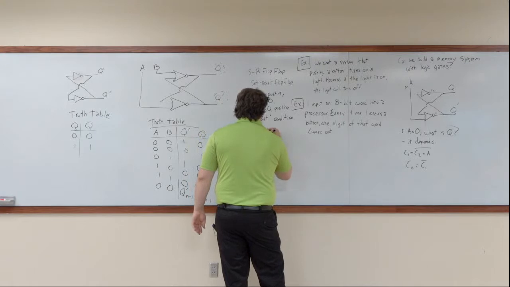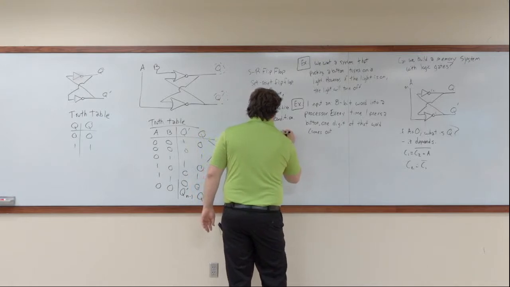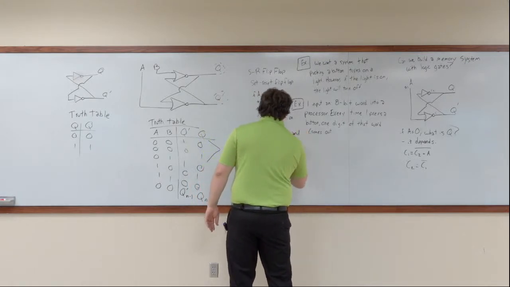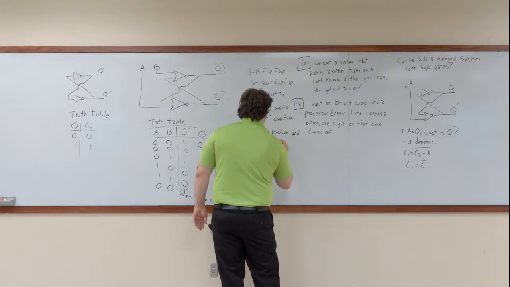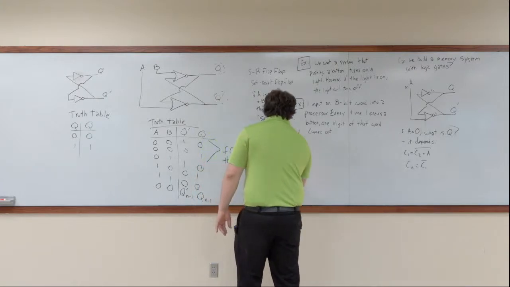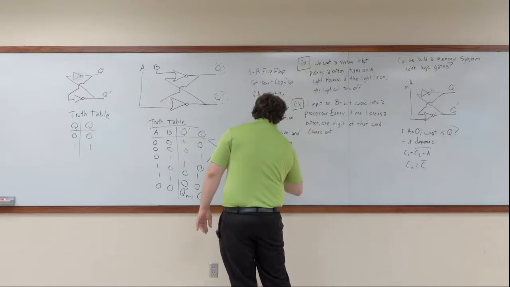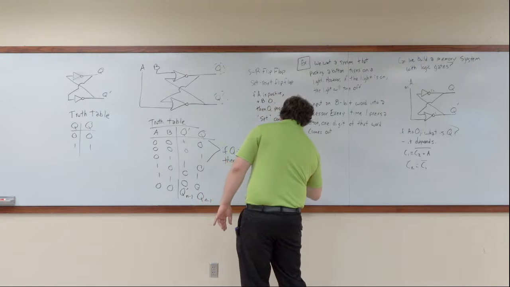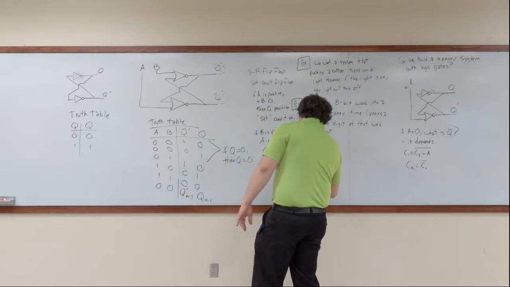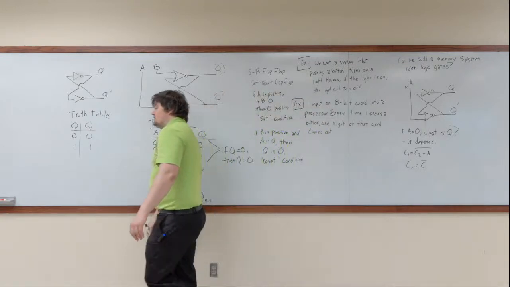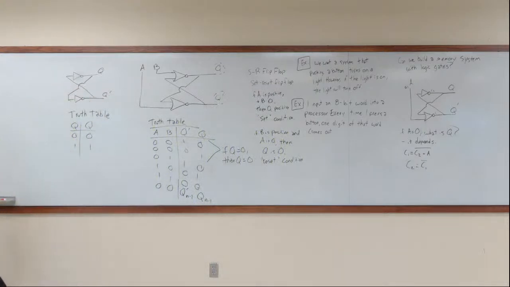Conversely, if B is positive and A is 0, then Q is 0. Okay, this is called the reset condition. All right, so think about it like this.